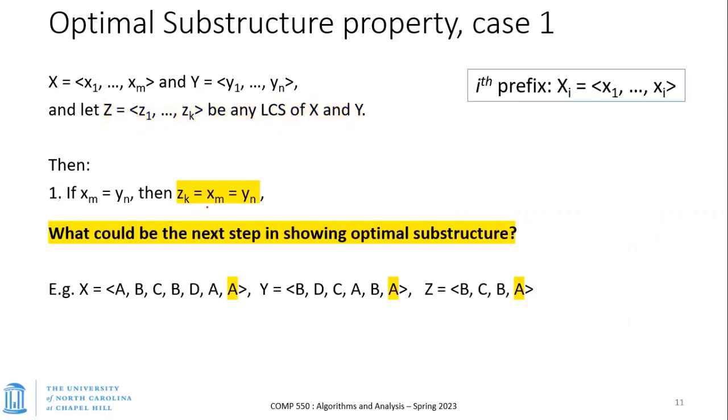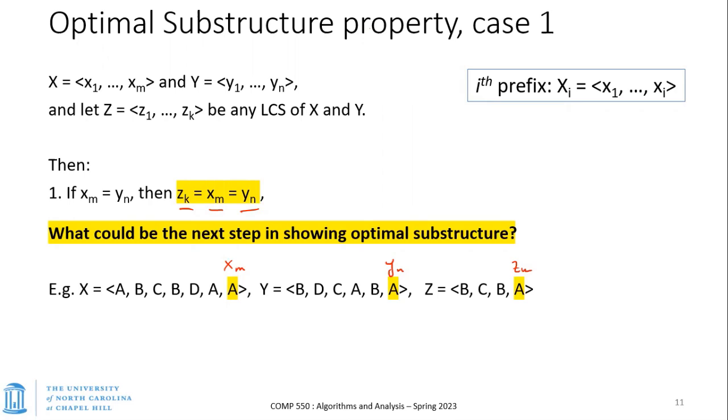So now we're saying that Z sub k is equal to X sub m and Y sub n. So here is X sub m, here is Y sub n, and here is Z sub k. So these three are going to be the same. Now, we're trying to show that it has an optimal substructure, right? So now, how should we proceed after that?